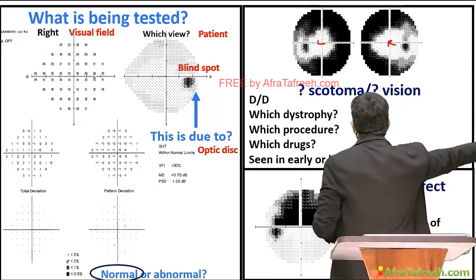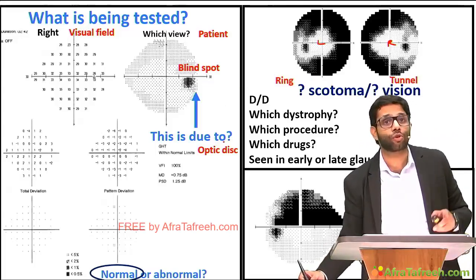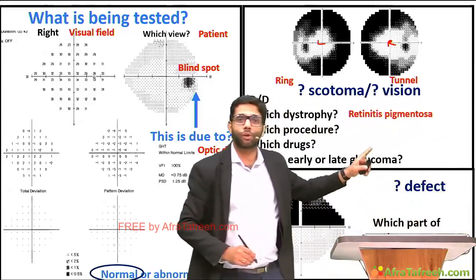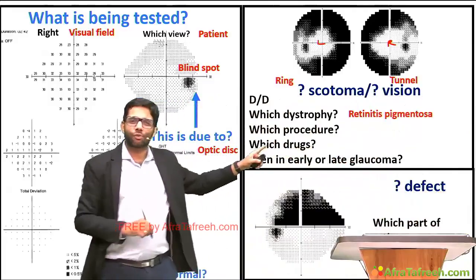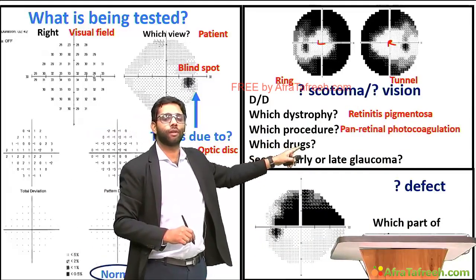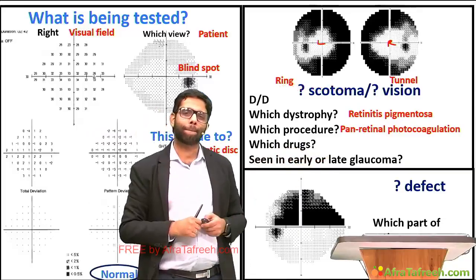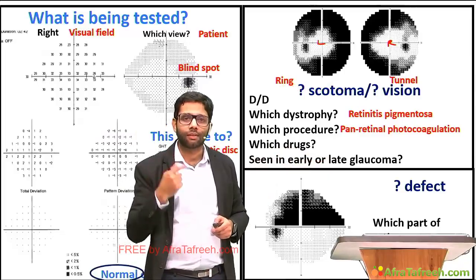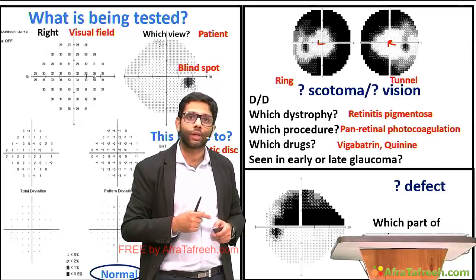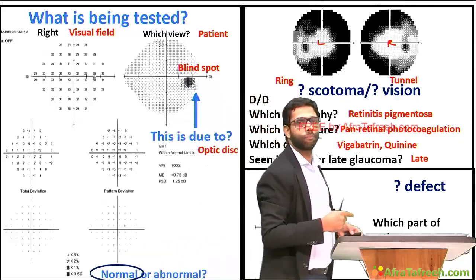Blind spot is always on the temporal side. This is tunnel vision, ring scotoma. Differentials: which dystrophy? Rod and cone dystrophy, retinitis pigmentosa. Gyrate dystrophy also, not very important. Pan-retinal photocoagulation, very important. Two drugs: vigabatrin, quinine. And it is seen in late stages of glaucoma.